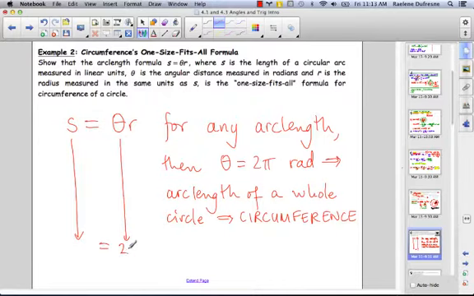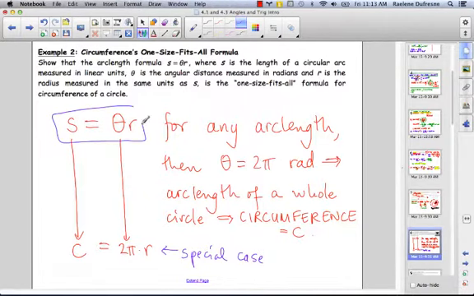So when we put 2 pi here and we multiply by r, then this distance is the arc length, but it's the special arc length of the whole circle, which is called the circumference. And so this is just a reminder that this is the special formula, the special case, and the original formula for arc length is the general case. So it's best to remember the general case over the special case.